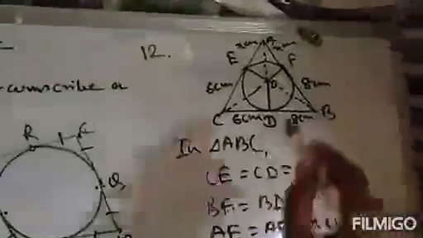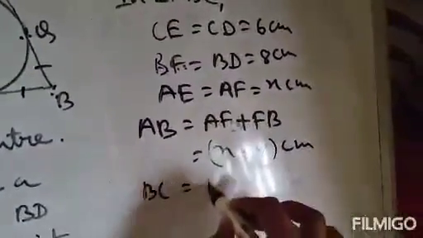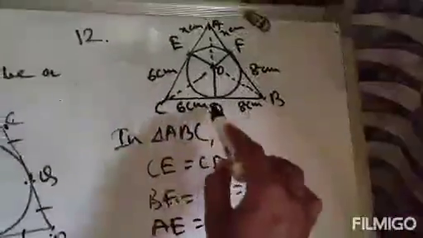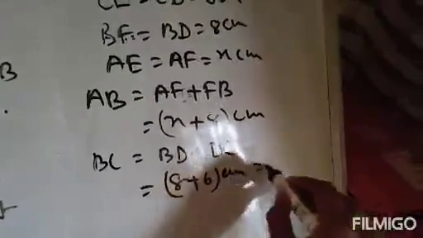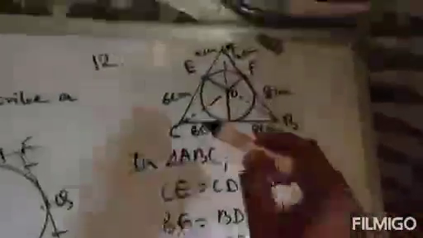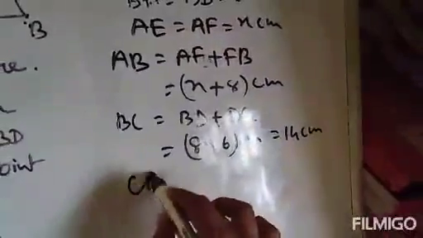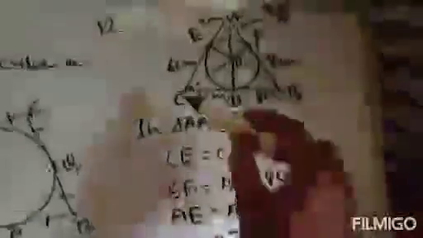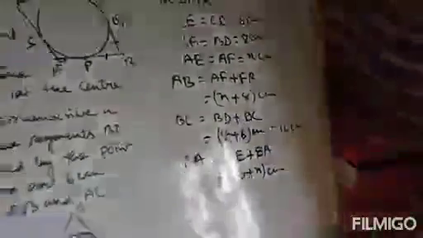On the same note, BC will be equal to BD plus DC. Now BD is given as 8 centimeter and DC is 6 centimeter. So 8 plus 6 is 14 centimeter. On the same concept, CA will be equal to CE plus EA. Now CE is 6 centimeter and EA is x centimeter. So it is 6 plus x centimeter.